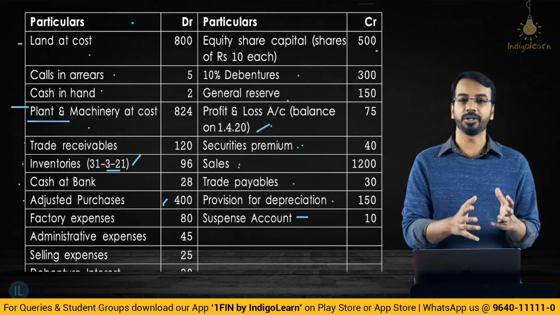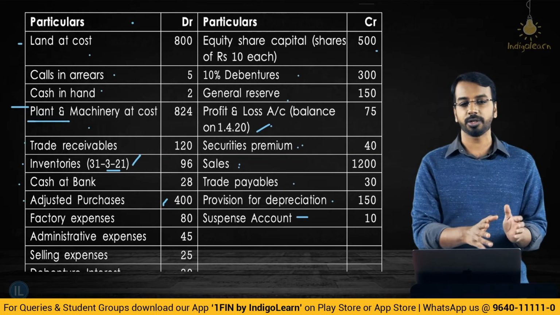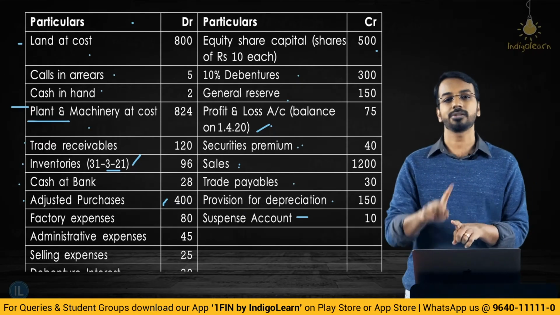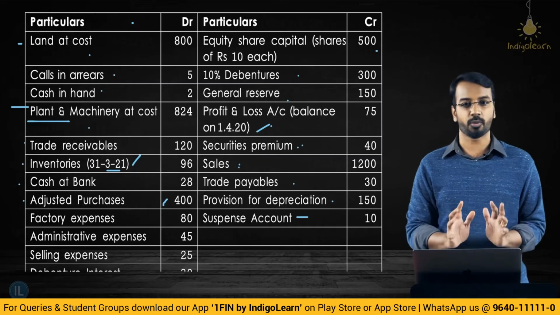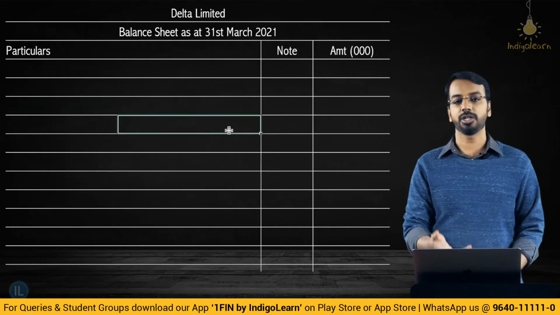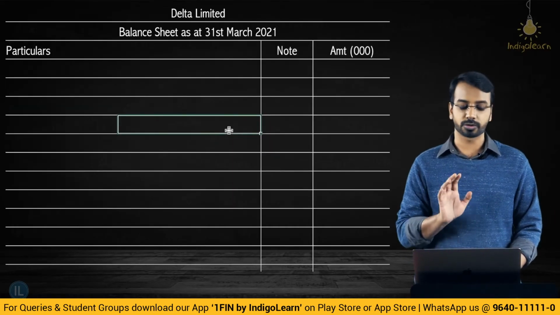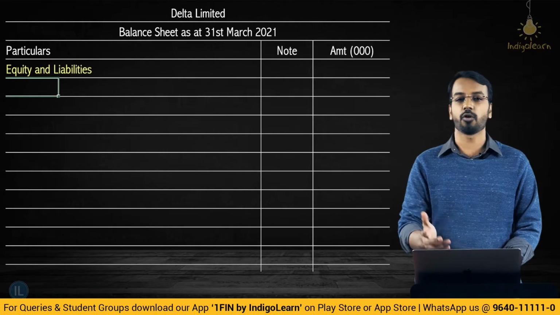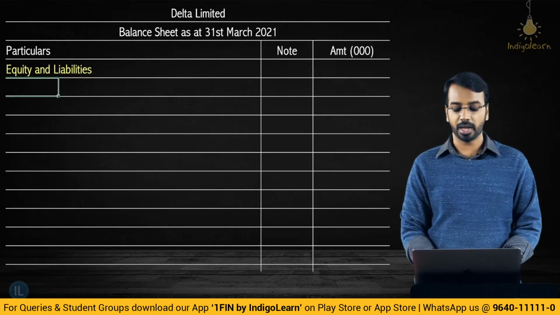So what you do in the examination is leave one full page for the balance sheet, leave one full page for P&L, leave at least 2 pages for notes to accounts, and then you can do working notes if any are required. So we have this format for balance sheet, for P&L, and for notes to account as well. Now when we start preparing the balance sheet, we have here equity and liabilities. These are standard formats. Then under equity and liabilities, you have shareholders' funds.